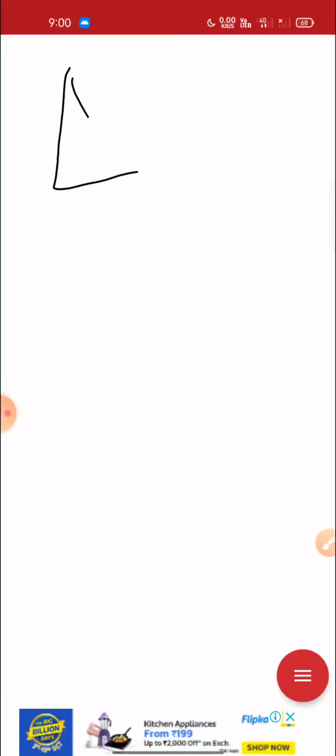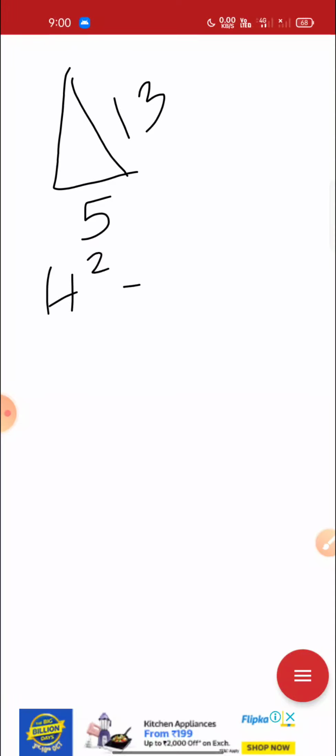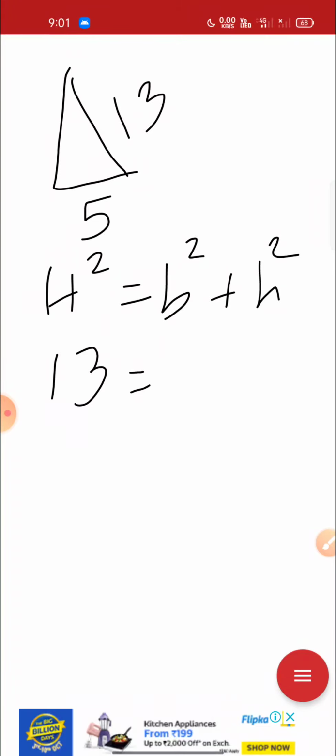But what if they give you, let me continue with the same sum, what if they give you the hypotenuse already? They already gave you the hypotenuse, they already gave you the base. The formula is the same. H square is equal to small b square plus small h square. So now in this case, you already know what is h square. How much is h square? 13. So it will be 13 square.